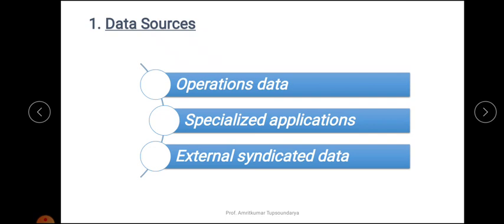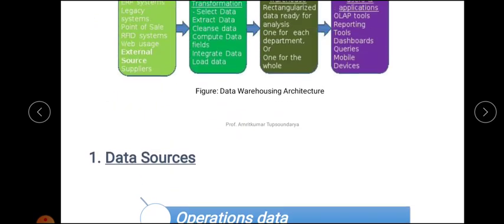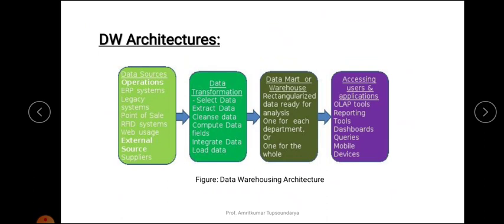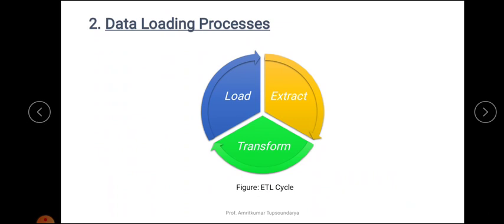Now the second aspect of the structure, let's go back, the second key element of the data warehousing architecture is the data loading process. Now the loading process: the heart of a useful data warehouse is the process that populates the data warehouse. When it comes to populating, that means good quality data, not just populating with any data. This is also called the ETL cycle, or extract transform load cycle.